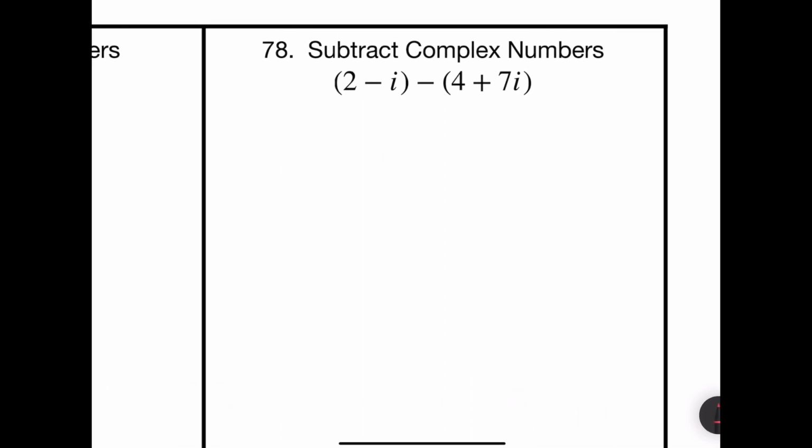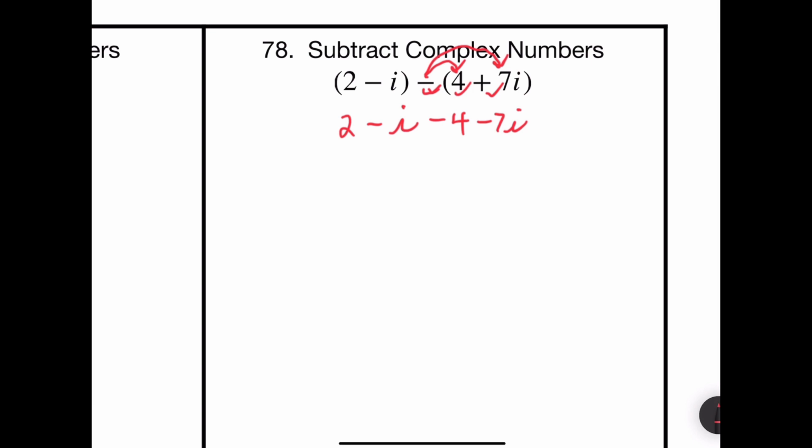Problem number 78 is subtracting complex numbers. It says 2 minus i minus 4 plus 7i. So I have an additional step. I will have to distribute the negative sign to the second set of parentheses or find the opposite of the numbers in the second set of parentheses. So I would get 2 minus i. The opposite of positive 4 is negative 4, and the opposite of positive 7i is negative 7i.